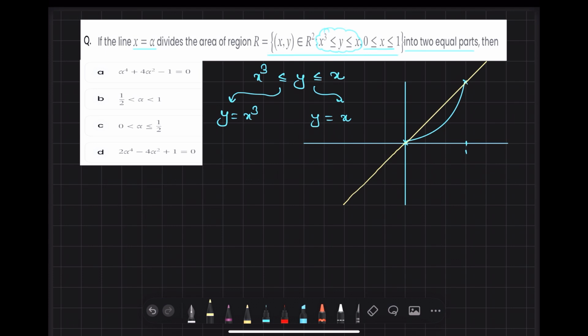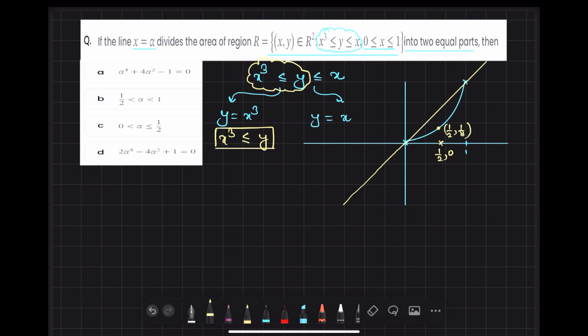First try to understand this part: x cube should be smaller than or equal to y. Now look at this. You know that this is 1, so can I consider this to be 1 by 2, the point (1 by 2, 0)? Means the area should be either this way or this way, above the blue curve or below the blue curve. If I give 1 by 2 as input, you will have output 1 by 8. So you will have the point (1 by 2, 1 by 8).